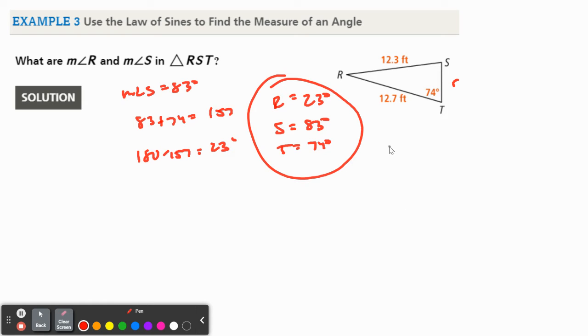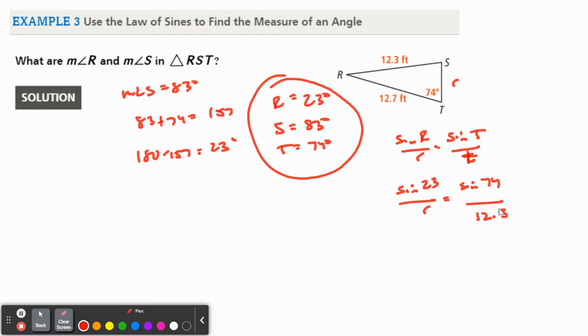So now we're going to use the R's, and I'm going to use the T's because, again, we had to round to find S. So sine of R over R is equal to sine of T over T, lowercase t. So that's sine of 23, I just found R was 23, sine of 23 over R equals sine of 74 over 12.3.